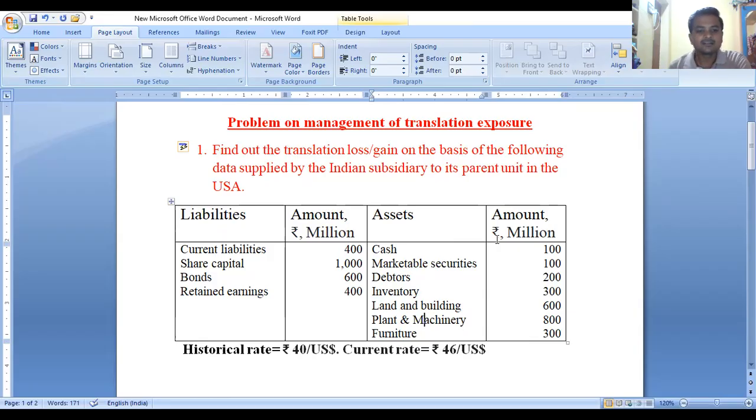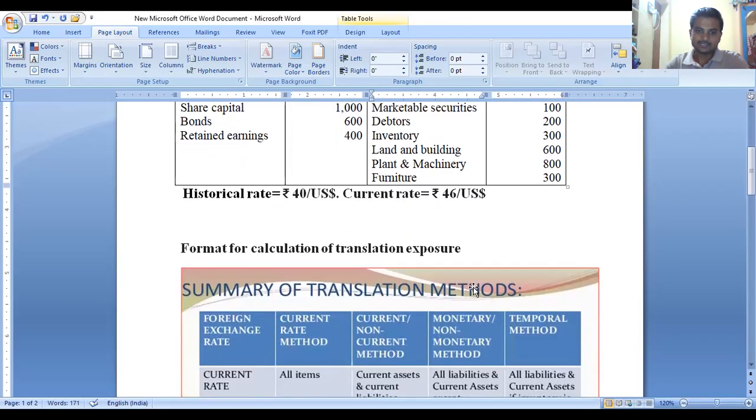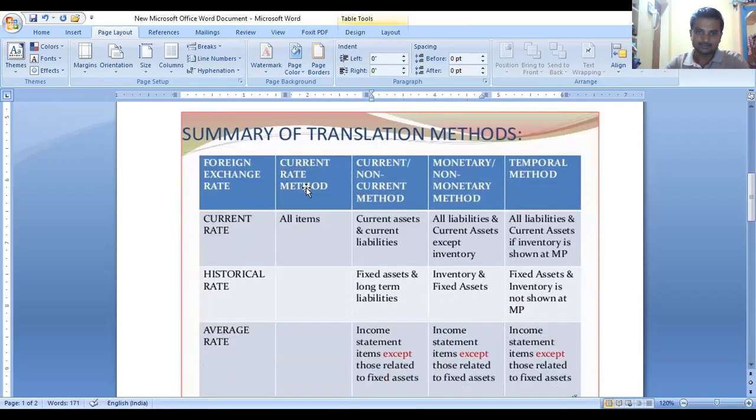Under that, they have given the value of currencies during reporting. In the problem they have given two rates: the historical rate is 40 rupees per US dollar, and the current rate is 46 rupees per US dollar. So by using the four methods, we need to find out which method provides a gain or which method gives a loss. By using the four methods, we need to calculate translation exposure. As I told you, this is the procedure for calculating, with four methods.